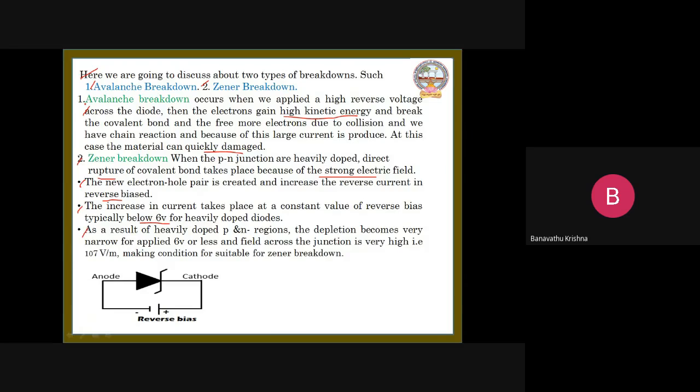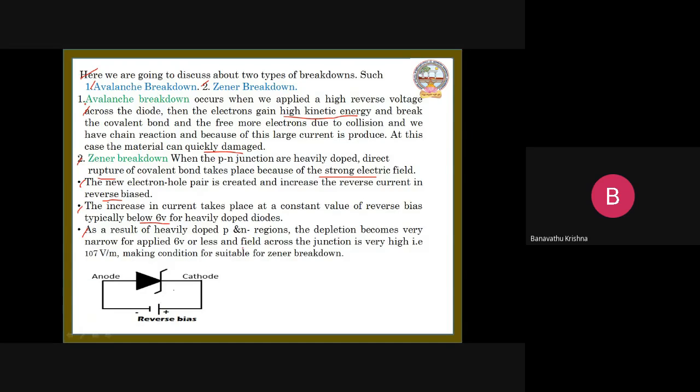As a result, with heavily doped P and N regions, the depletion region becomes very narrow for an applied voltage of 6 volts or less. If your applied voltage is 6 volts or less, the breakdown will automatically occur in the Zener diode. And the field across the junction is very high, about 10 to the power 7 volts per meter, making the condition suitable for the Zener diode.